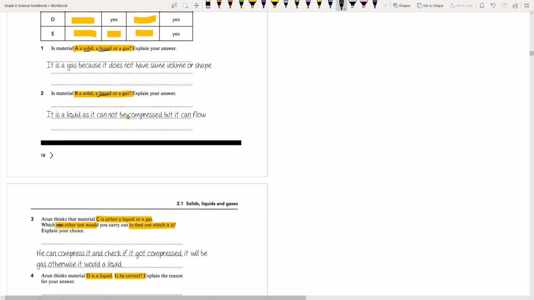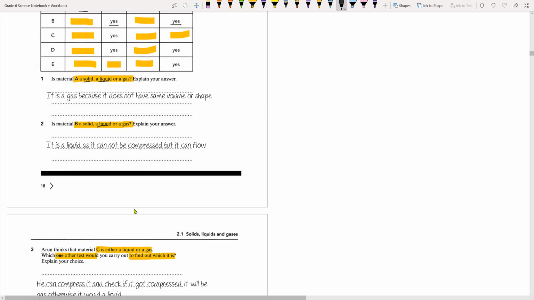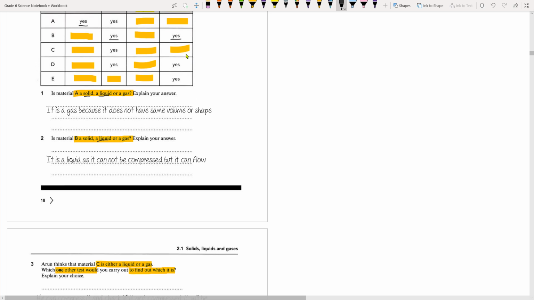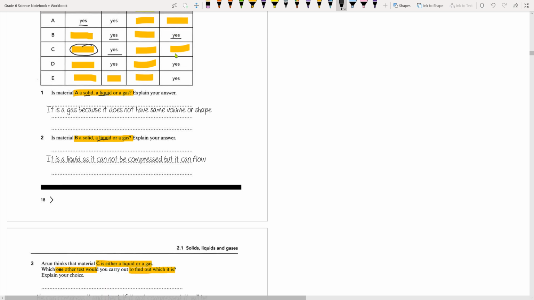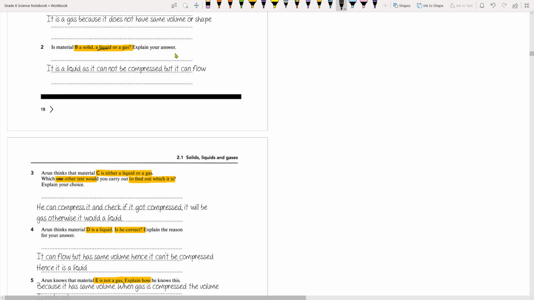C is either a liquid or a gas. One test that could be carried out to identify which one it is. Now in C, the information is not enough. So what other test can he carry out? He saw that it can flow, so he can compress it and see. He can do this test and see whether it's a liquid or a gas. If it compresses, it's a gas. If it does not, then it's a liquid.